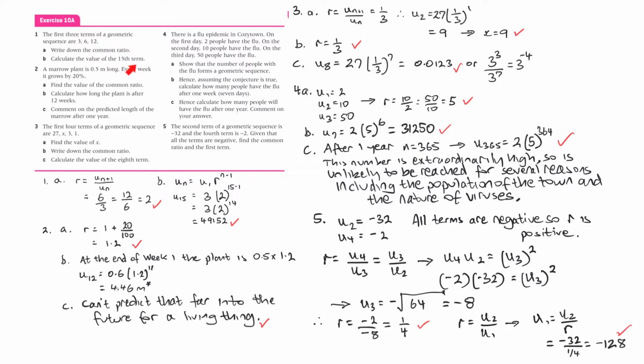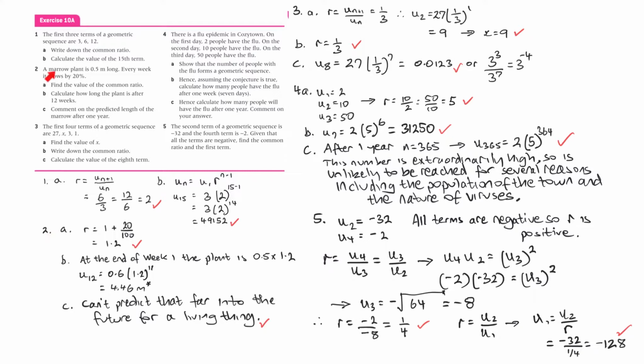Calculate the value of the 15th term. Well, we use this formula here that's in the book. un, that's called the nth term, is equal to u1, that's the first term, times the common ratio to the power of n minus 1. Now in our case, the 15th term, u1 is 3, r is 2, and n minus 1 would be 15 minus 1 is 14, and the answer is 49,152.